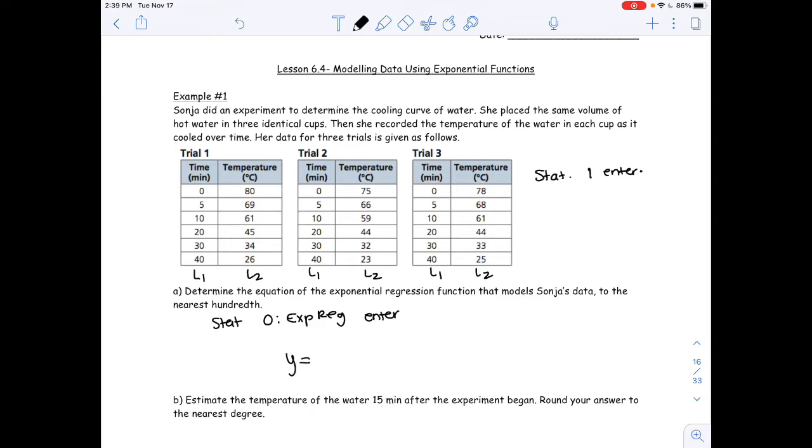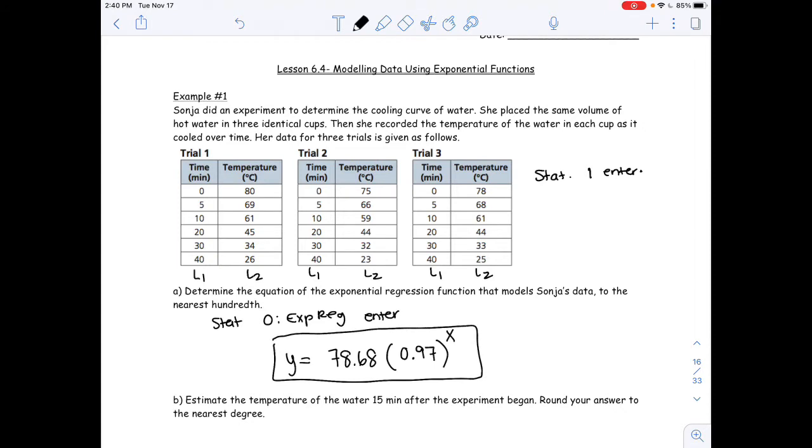You're going to replace A with 78.68. You're going to replace B with 0.97, and your X is your power. Okay, so this is the equation that I should be getting if you enter it correctly.